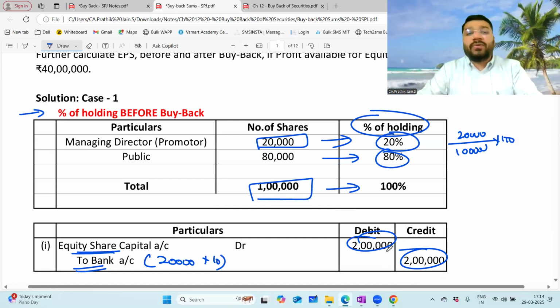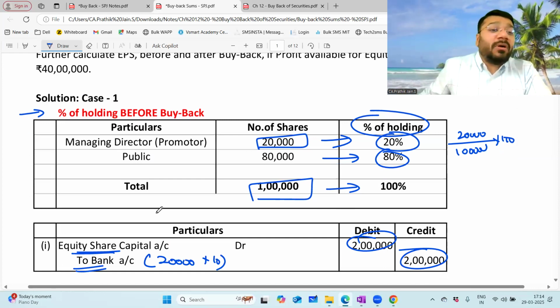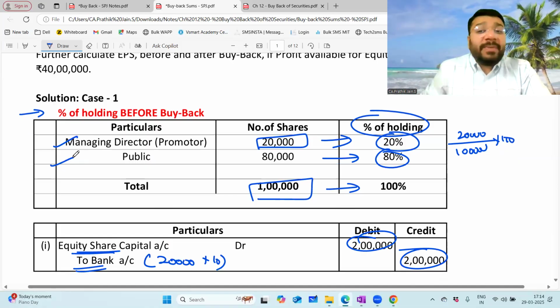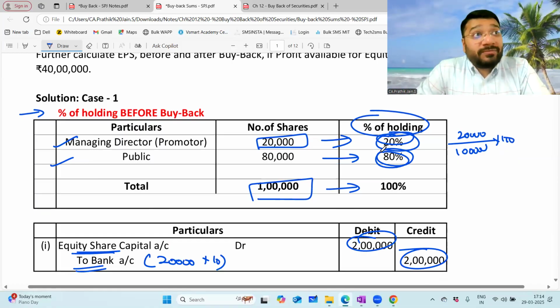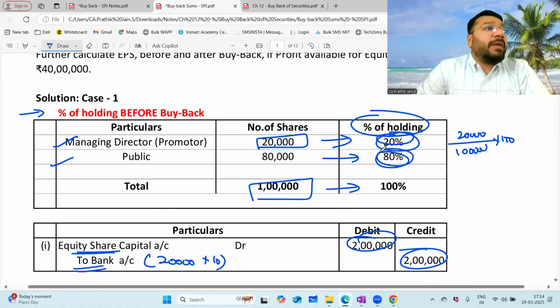My question goes to all of you. The percentage of holding of these two, will it be the same 20% and 80%, or will it undergo a change? Are you sure? If it is undergoing a change, then what is the revised holding? Please calculate. I'll give you 1 minute of time. Okay, I got the answer from a few offline people.